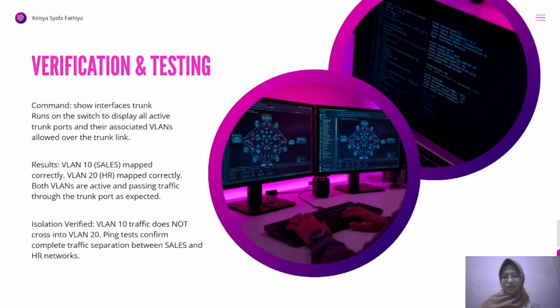After completing the configuration, verification is performed using the show interface trunk command. The output confirms that the trunk connection is active and operational. Next, connectivity testing is performed. Devices within the same VLAN can communicate successfully through the trunk link, while communication between different VLANs is not possible because inter-VLAN routing has not been configured.